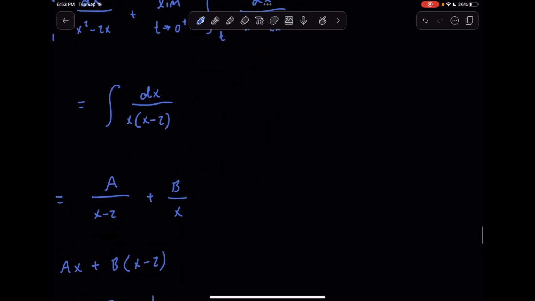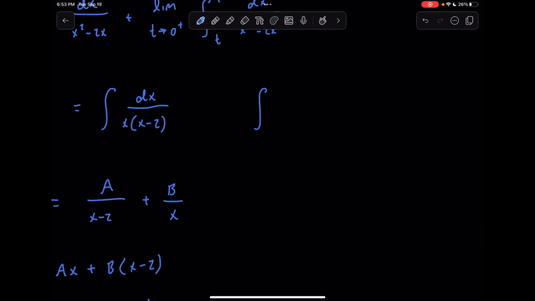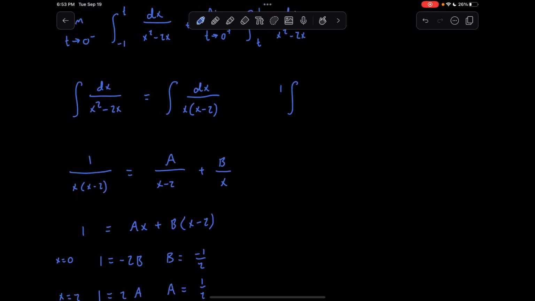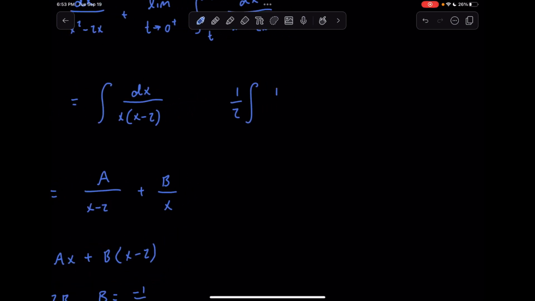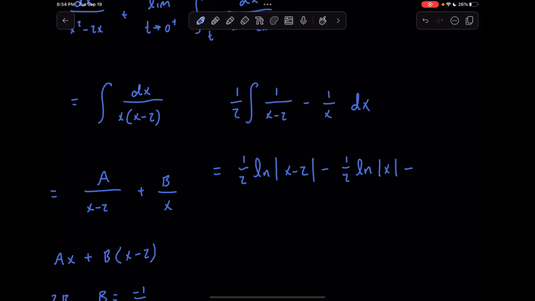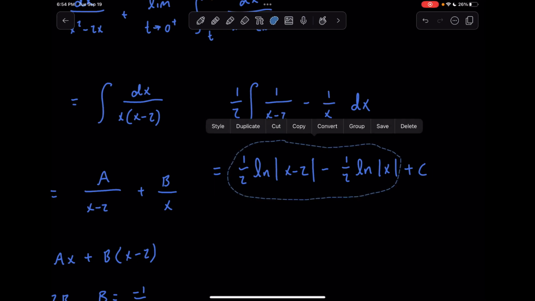Using these values, we can rewrite this integral as the integral of a, which was 1/2. Since these both have 1/2, I'll bring them out in front as a coefficient. So it's 1/2. A was positive, so it's 1 over x minus 2, and b was negative, so minus 1 over x dx. Now this will become 1/2 ln absolute value of x minus 2 minus 1/2 ln absolute value of x plus c. So we're going to go ahead and use this result and now evaluate our integrals.